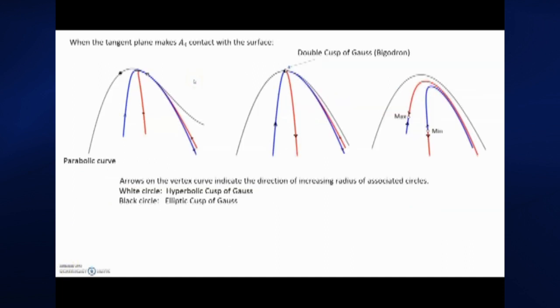Another interesting point that occurs in one-parameter families of surfaces is when the tangent plane makes A4 contact with the surface. Here, an elliptic cusp of Gauss and a hyperbolic cusp of Gauss come together to form what's called a double cusp of Gauss, or bigodron. And here, the two branches which have A3 contact then release from each other and go their separate ways. The max and the min here, and the directions of the arrows, show the rate of increasing radius associated to the vertex curve.